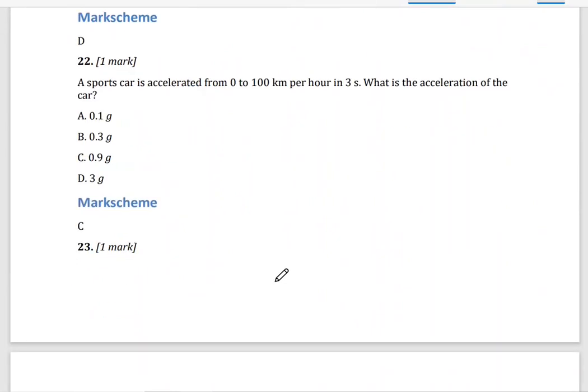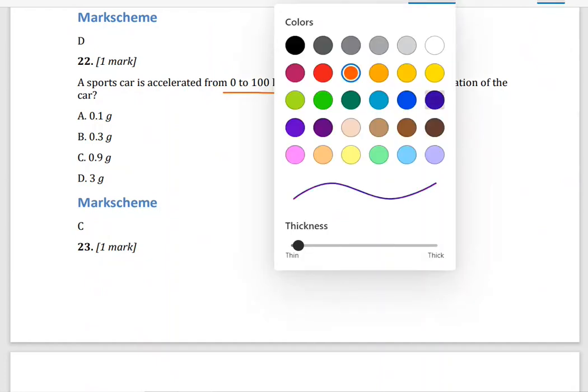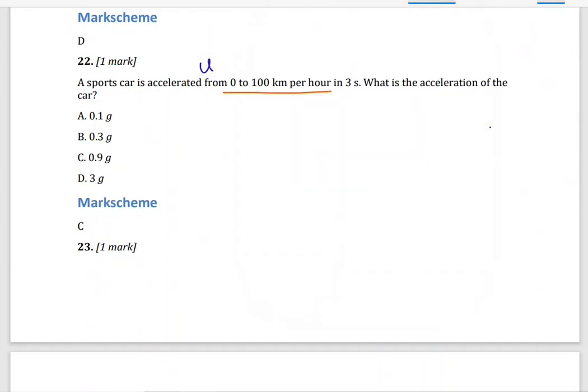Okay. A sports car is accelerated from 0 to 100 kilometers per hour. So V initial is 0 and V final is 100 kilometers per hour. Time is 3 seconds. I need to calculate the acceleration. Okay, now I'm going to convert this to SI units.